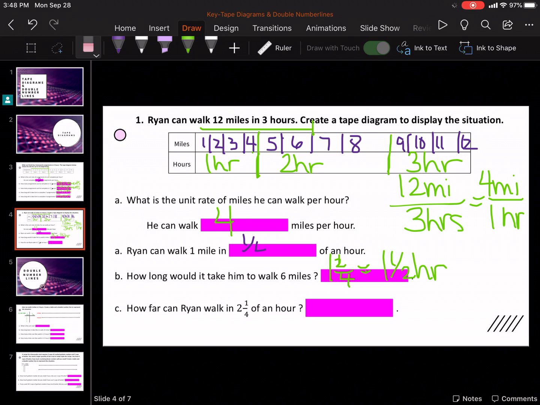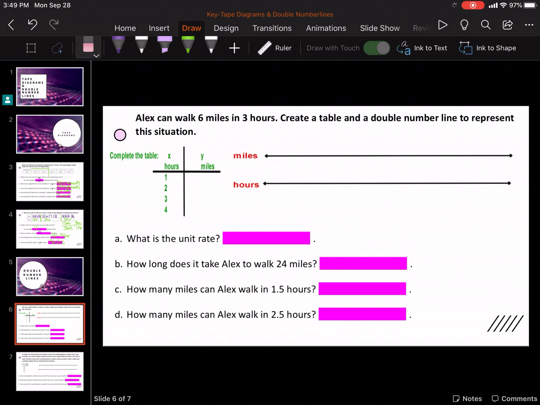So how far can he go in 2 1/4? So we got a full 2 and then 1/4 more. So that would be 9 miles. Let's make this a little bit neater. Okay, so you find your unit rate and then set up your tape diagram. So double number lines are going to be very similar.